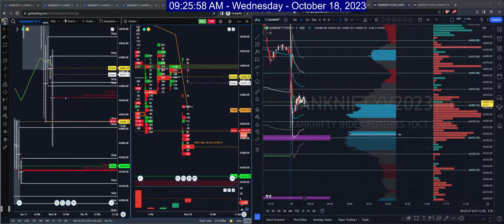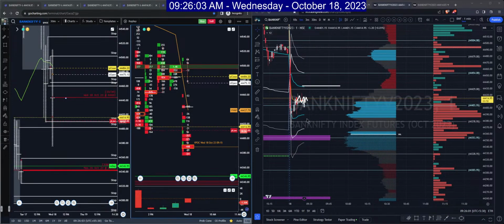So we are just chopping around VWAP, and we are in a balance. Currently we are in a balance, and see now the short covering is happening. So it looked below 44,403 and failed. So there is supply shutting off at this particular level.